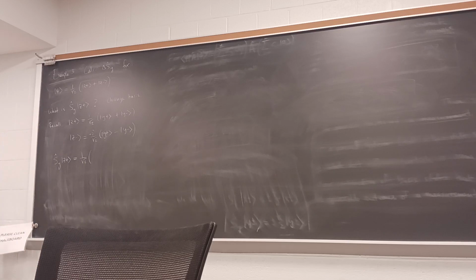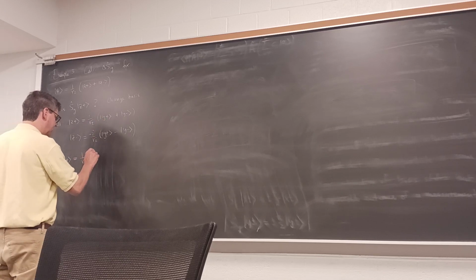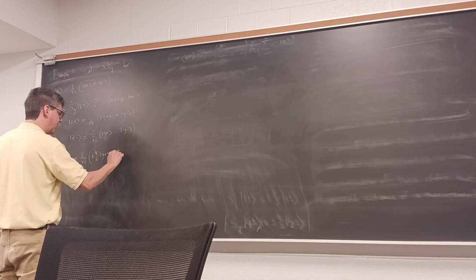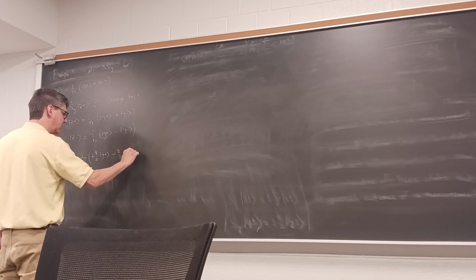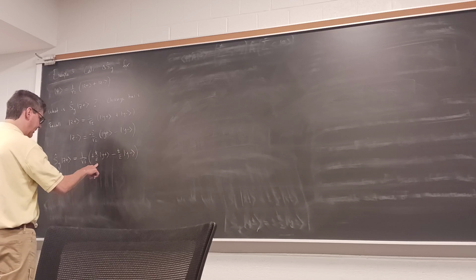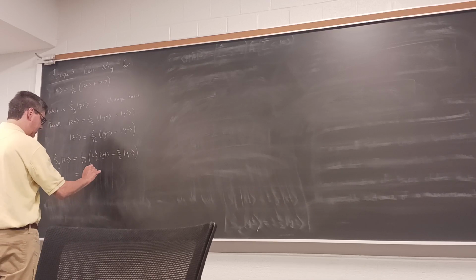What is SY? I'm doing a Stern-Gerlach measurement on my Y plus. I'm assuming it's h bar over 2. Right, it's plus h bar over 2 Y plus, and then minus h bar over 2 Y minus. So this is then h bar over 2 root 2. Let's see.